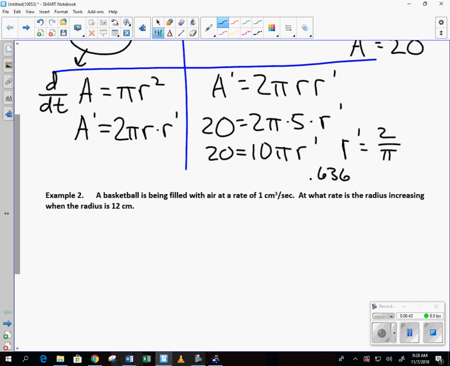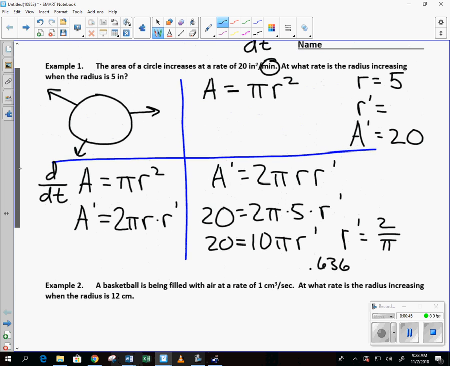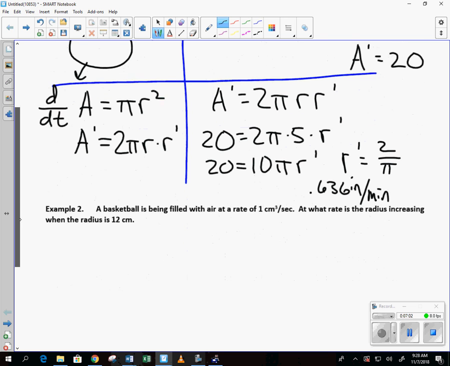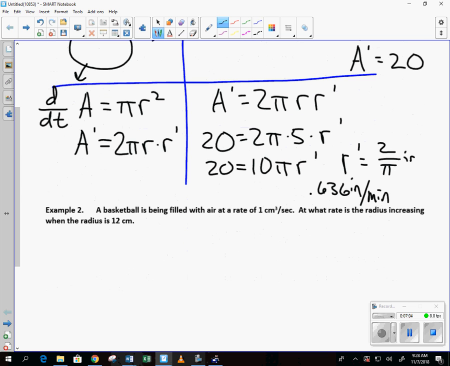And what's our label? What is it that we're measuring? Okay, we're measuring the radius. Is the radius going to be measured in inches squared or just inches? Inches. And because it's a rate, we have inches per minute because of time. So our answer is 2 over pi inches per minute, or 0.636 inches per minute.